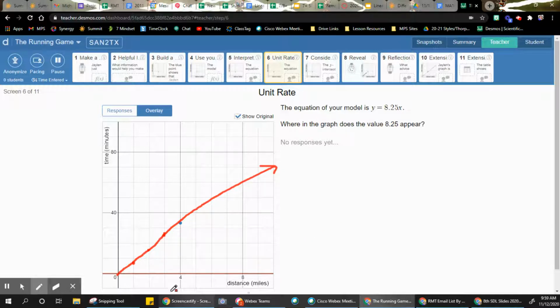All right, so there's actually 2 places where it appears. First is right here. We know that at 1 mile he ran 8.25, so that's our first point. But it also appears from 8.25 to 16.5, and from 16.5 to 24.75, and from 24.75 to 33. All of these are 8.25 because that's how much we're changing between each mile. So it appears not only where it equals 1, but also in between miles, in between points.